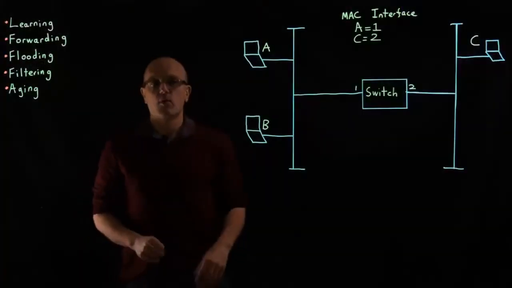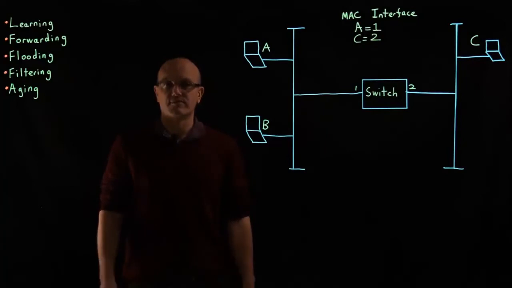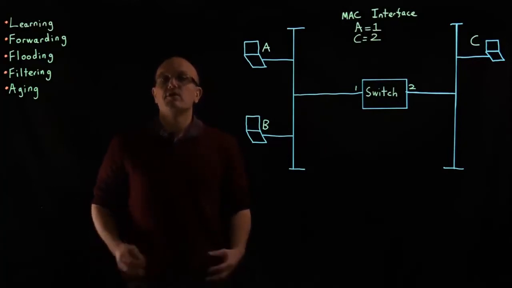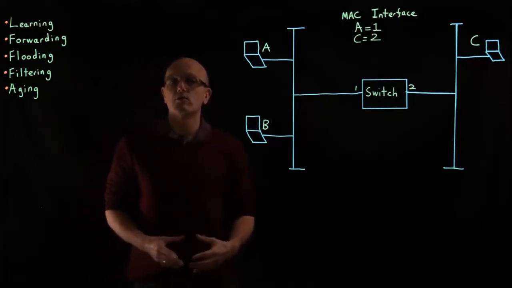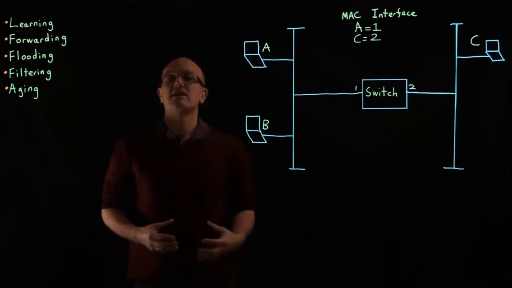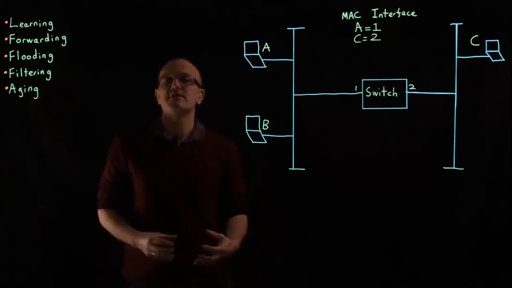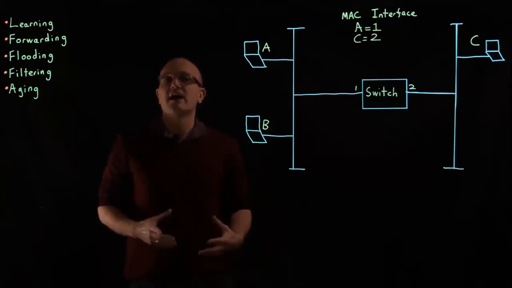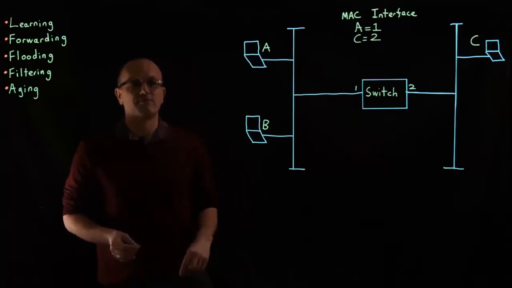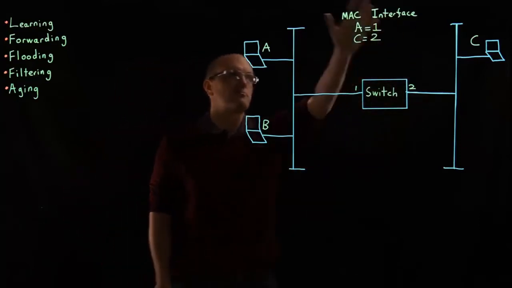In this video, we're going to take a look at bridging. So with bridging, our goal is to segment collision domains within a layer 2 segment. And we achieve this goal by building, maintaining, and using a forwarding table. An example of which we have on the board here.